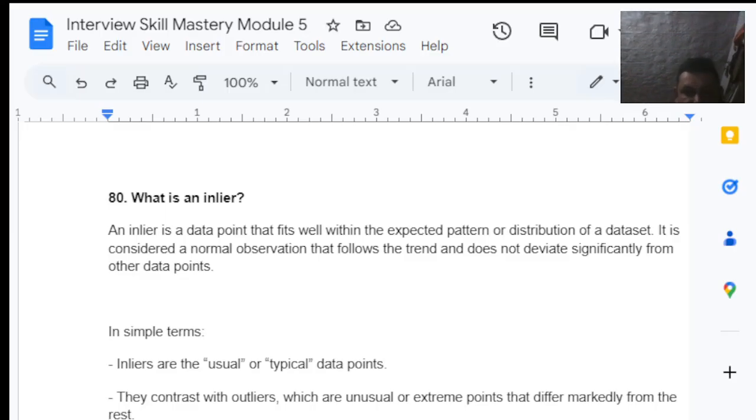For example, if most test scores are between 60 and 90, a score of 75 is an inlier, while a score of 10 or 100 might be an outlier. So an inlier is between the points, the scores or points.